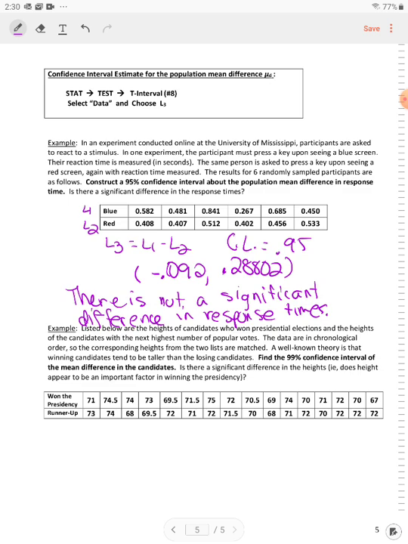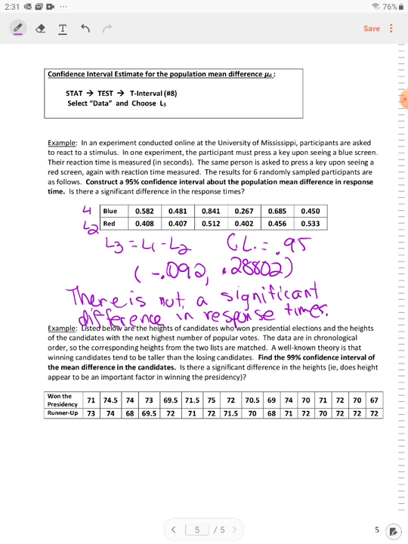Okay, listed below are the heights of candidates who won presidential elections and the heights of the candidates with the next highest number of popular votes. The data are in chronological order, so the corresponding heights from the two lists are matched. A well-known theory is that the winning candidates tend to be taller than the losing candidates. Find the 99% confidence interval of the mean difference in candidates. And then the question is, is there a significant difference?